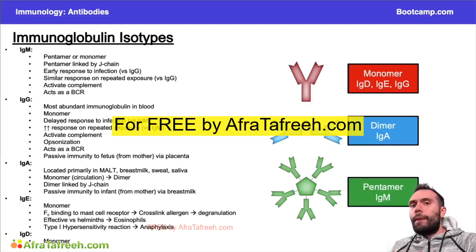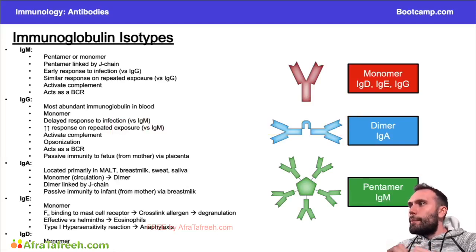All right, let's wrap up antibodies by talking about immunoglobulin isotypes. And here, the important thing to know is really the structure of some of these isotypes, and then when do we specifically see them in terms of their function. So let's start off with IgM, which is kind of like our base immunoglobulin, right?